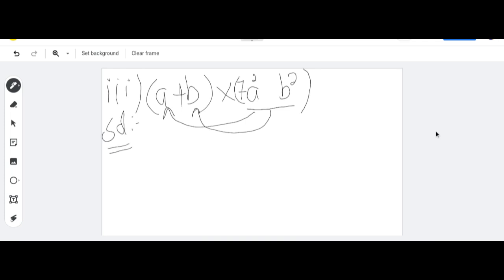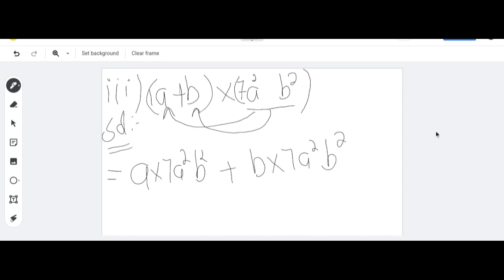Okay, ma'am. There is a 7, there is 1 with this a. Okay, 7a cube. So the first term, a, will multiply with 7a square b square, then plus b is multiplying with again 7a square b square. It will look like this. Understood? Any question? Ma'am, what about the b over there? It will be 7b cube. Here I put the multiplication sign. I will solve one more step.